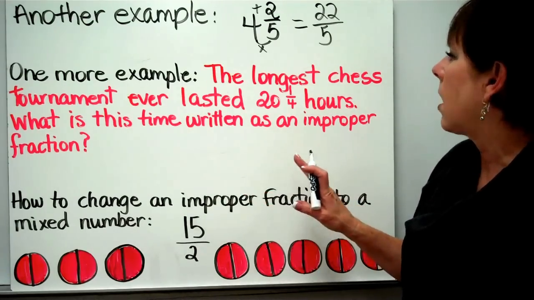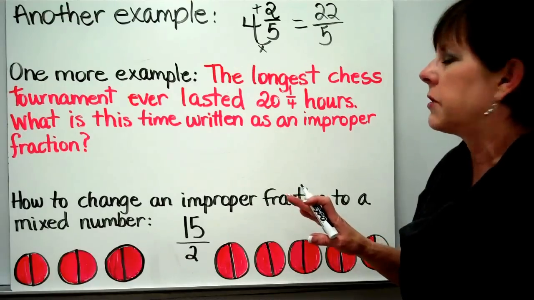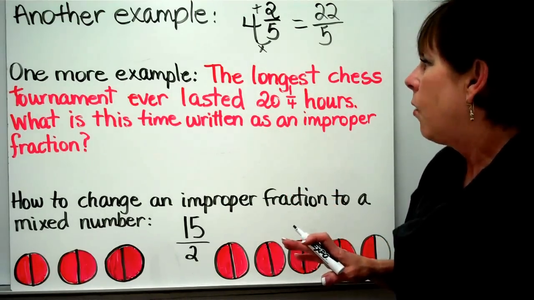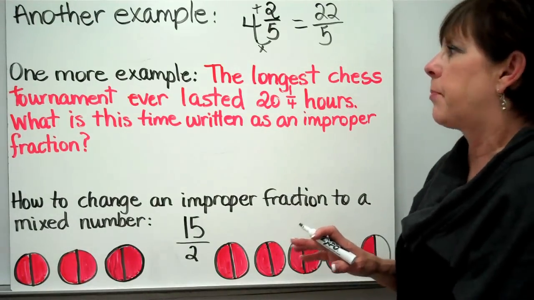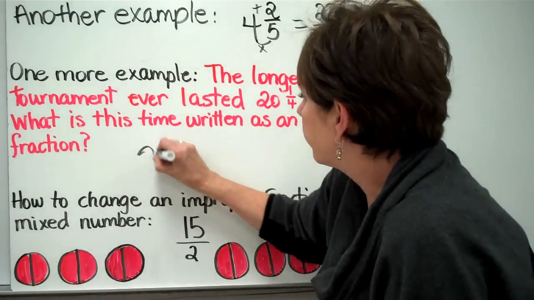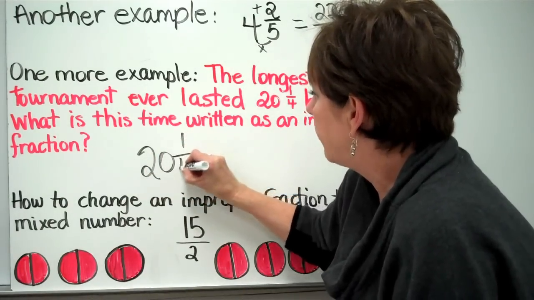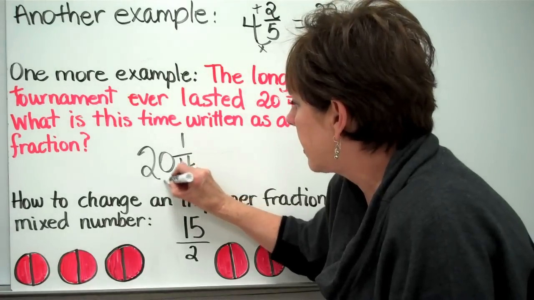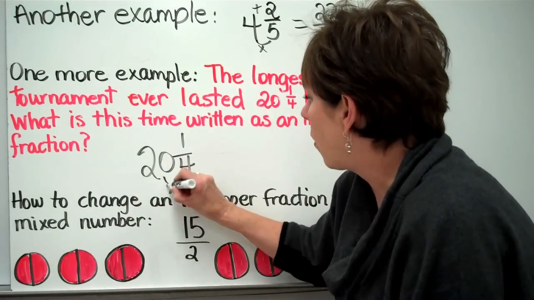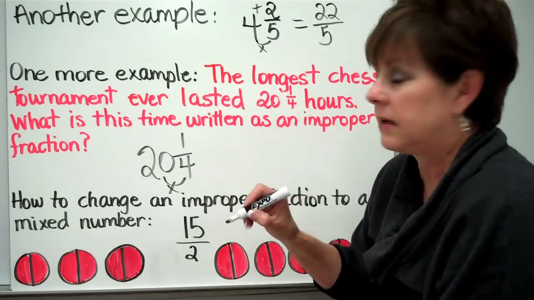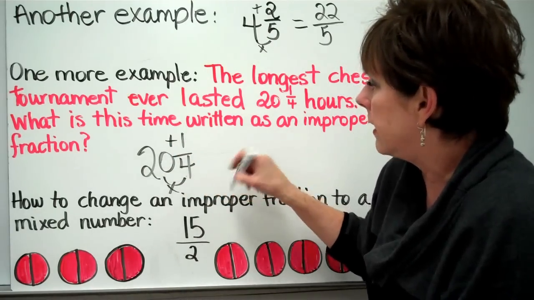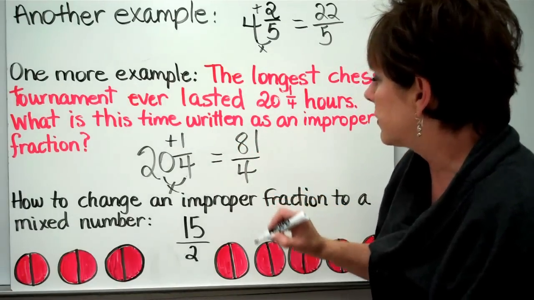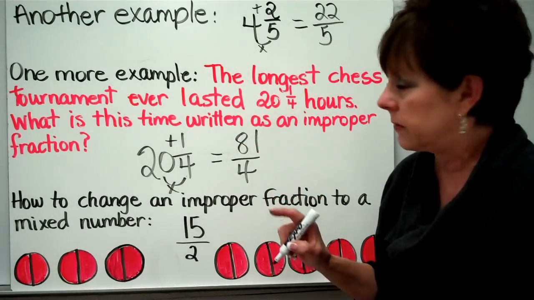One more example. The longest chess tournament ever lasted 20 1/4 hours. Whew, almost an entire day. What is this time written as an improper fraction? Well, 20 1/4, that's the mixed number. So we'll say the denominator times the whole number. 4 times 20 is 80. 80 plus 1 is 81 over 4. This would be 81 fourths.